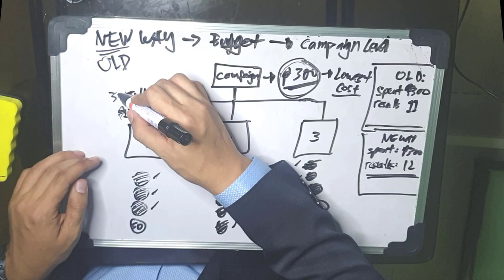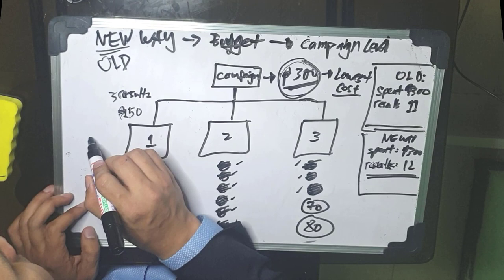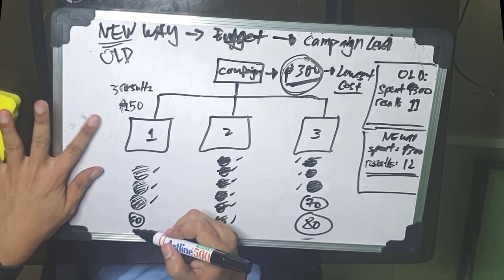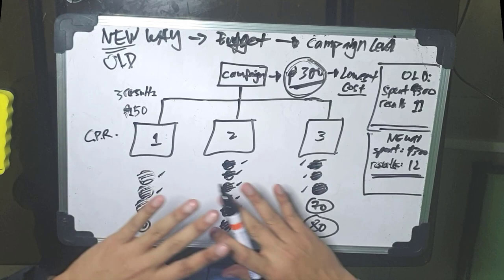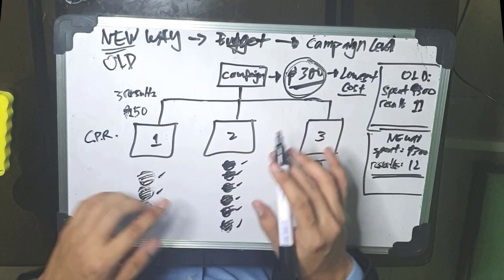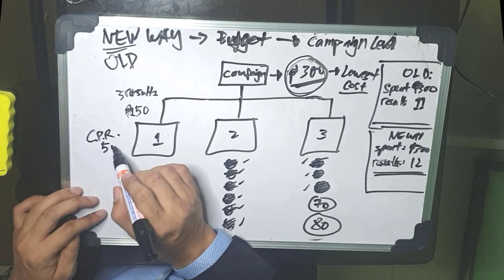So, mangyayari, your cost per result or CPR, para hindi na tayo mahirapan. CPR or ang cost per result for ad set 1, in this case, kung titingnan mo ha, ang assumption natin dito guys is naka-campaign budget optimization ito, ha? Ito rin yung makikita mo sa dashboard mo. So, ang CPR natin for the ad set 1 is 50 pesos cost per result.